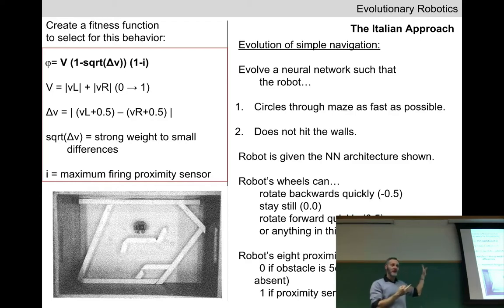The reason we're spending so much time on this fitness function is that one of the things that's tricky about evolutionary robotics is specifying a good fitness function. I told you this joke already, but evolved robots are like teenagers.